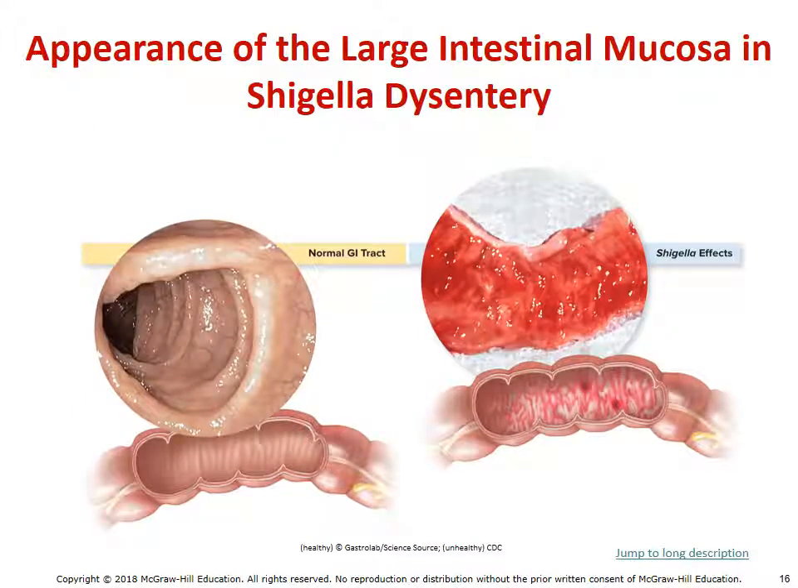So here we have the illustration of a healthy colon on the left. Again, very clean, nice, doesn't look inflamed in any way. On the right, though, we see this very bloody, red, inflamed colon, all because, again, from the toxins associated with Shigella.